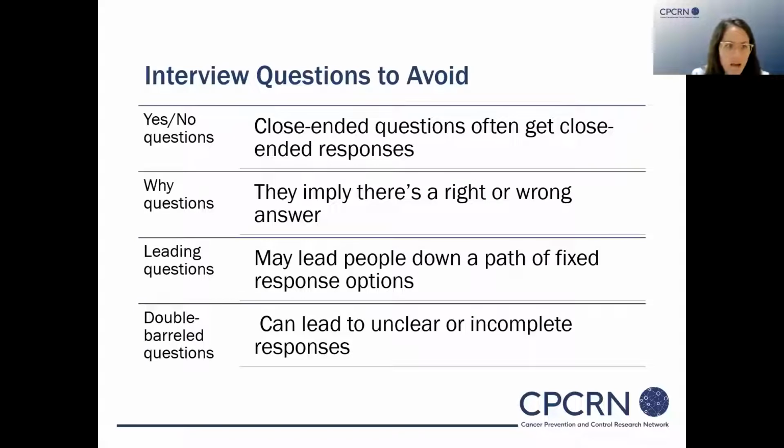And then the last question to avoid is a double-barreled question, which is basically two questions written into one question. That can confuse your respondent because they may only answer one part of the question, and you may not even know which part they answered. So that can lead to unclear or incomplete responses. To avoid double-barreled questions, it's best to separate the two pieces out.